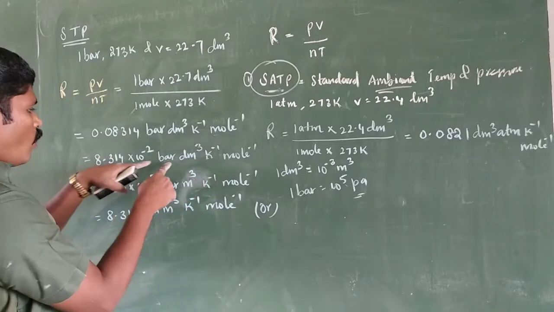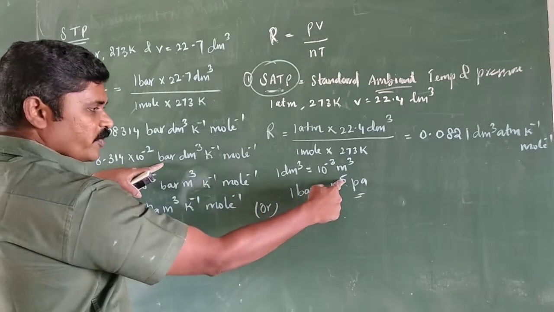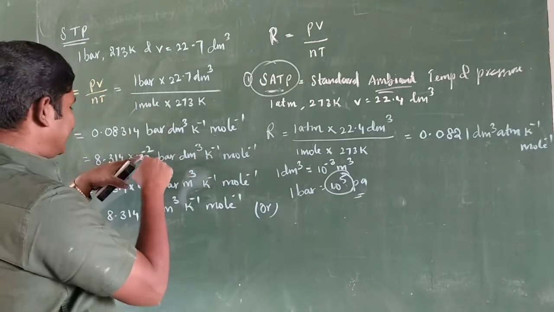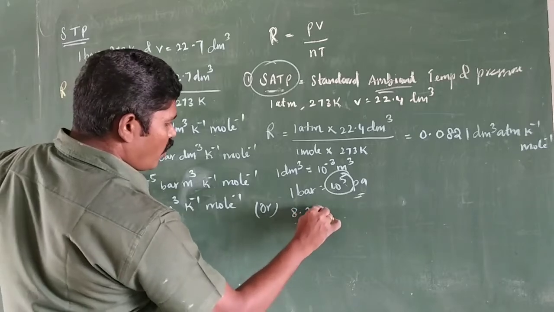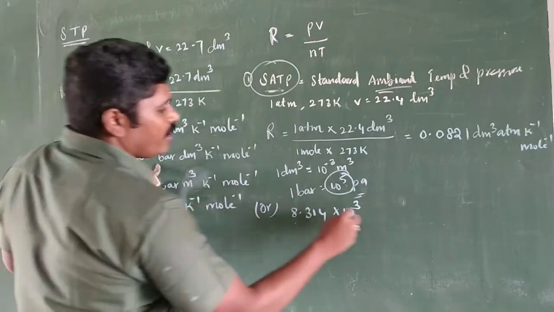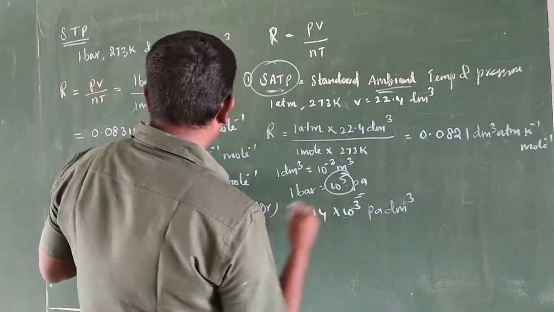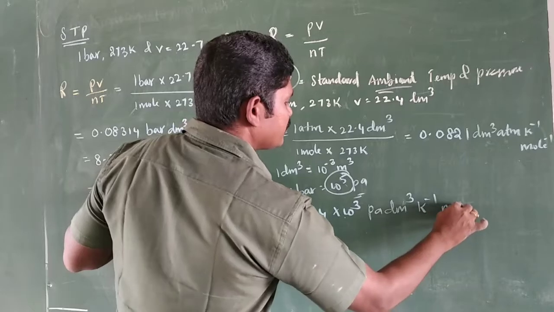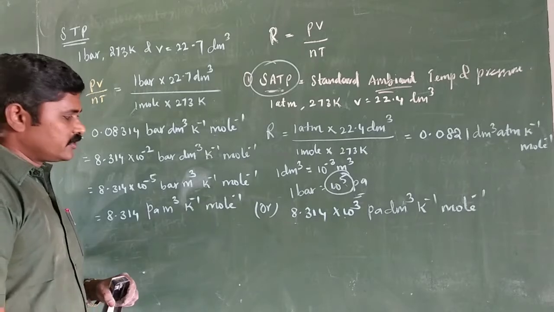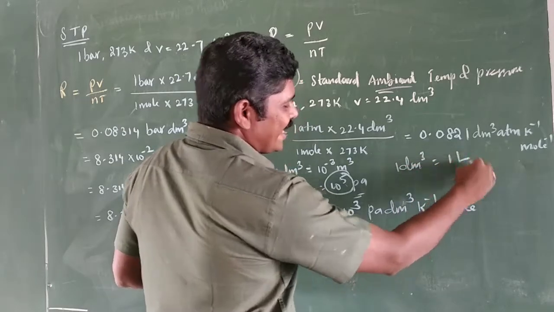Alternatively, with decimeter cube: 1 bar is equal to 10 power 5 Pascal, and 10 power 5 times 10 power minus 2 gives 10 power 3. So 8.314 into 10 power 3 Pascal decimeter cube Kelvin inverse mole inverse. Also, 1 decimeter cube is equal to 1 liter.